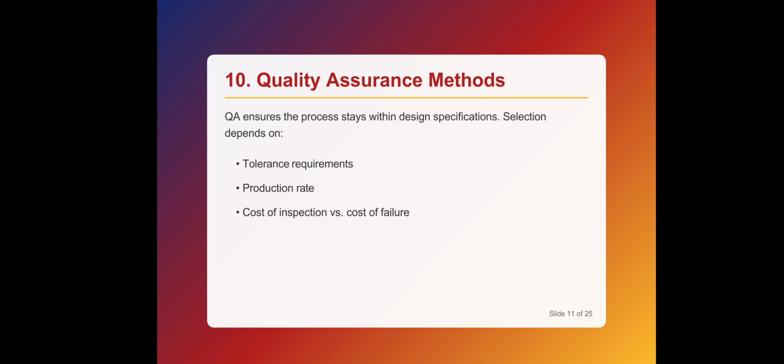The next one is quality assurance methods. QA means quality assurance. QA ensures the process stays within design specifications. Selection depends on 3 points: tolerance requirements, production rate, and cost of inspection versus cost of failure. These are the 3 important quality assurance considerations in the process planning activities.